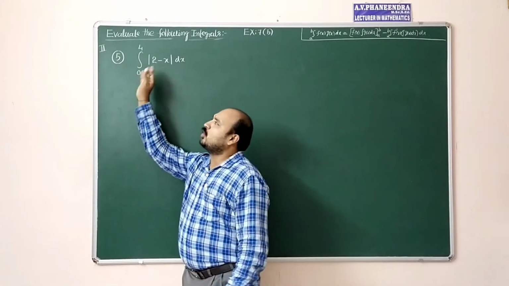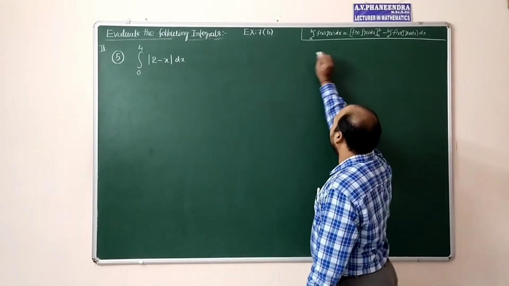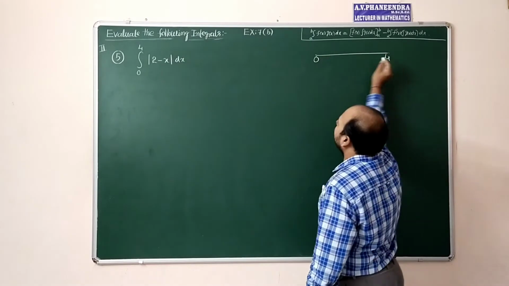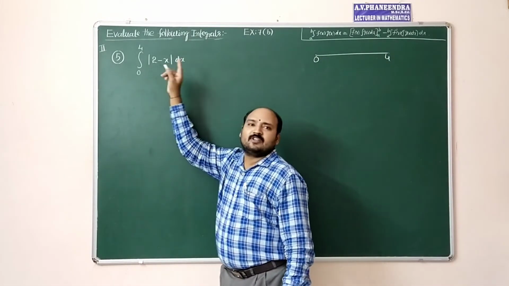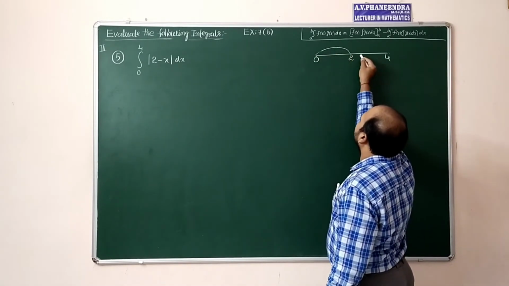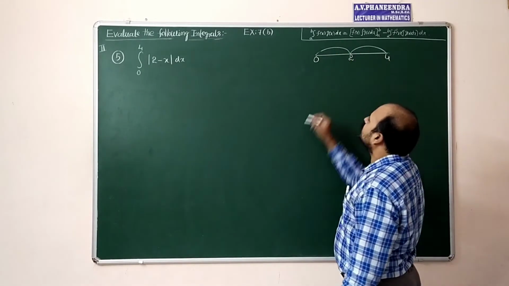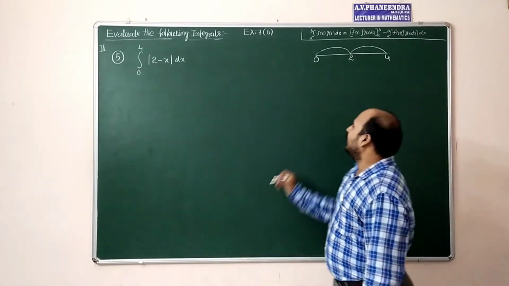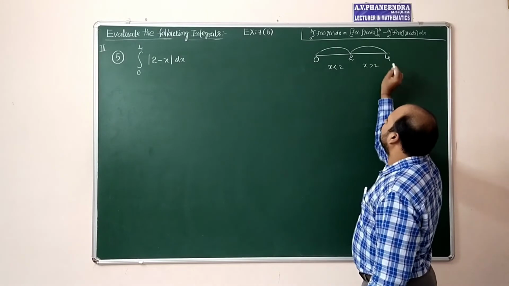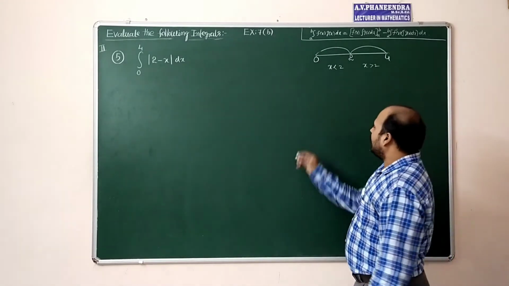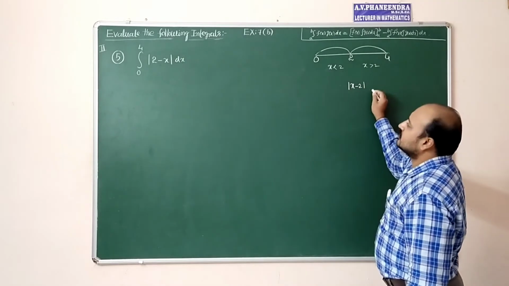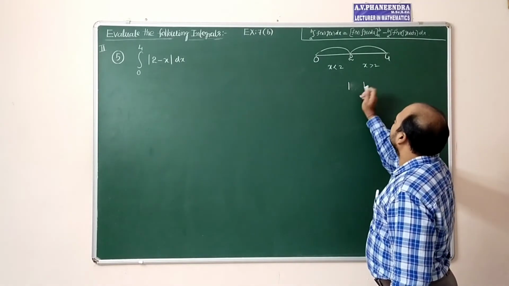So first, mod 2 minus x. The interval is 0 to 4. We can split 0 to 4 into two integrals. Here 2 is there, no? In 2 minus x, in between 0 to 4, 2 is there. So the integral can be divided into two integrals, 0 to 2 and 2 to 4. That means x is less than 2, and x is greater than 2.